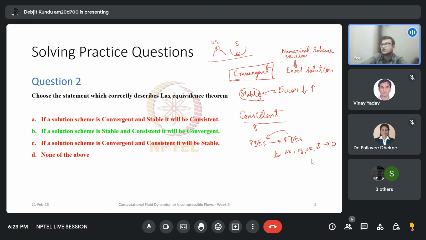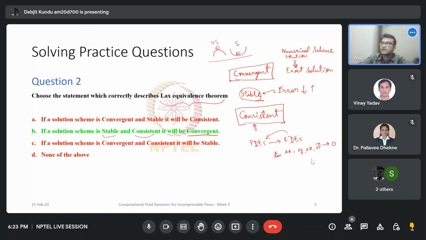So what Lax's equivalence theorem tells us is that, first of all, beforehand, when we try out a scheme, we won't know whether it's convergent or not. So knowing that beforehand, this theorem comes into play. It says that if it's stable and the scheme is consistent, then it has to be convergent. So these are things that we can test. We can test whether the scheme is consistent by simply using the FDEs, putting a limit, and then checking whether they're matching with the PDEs or not. If they do, then it's consistent.